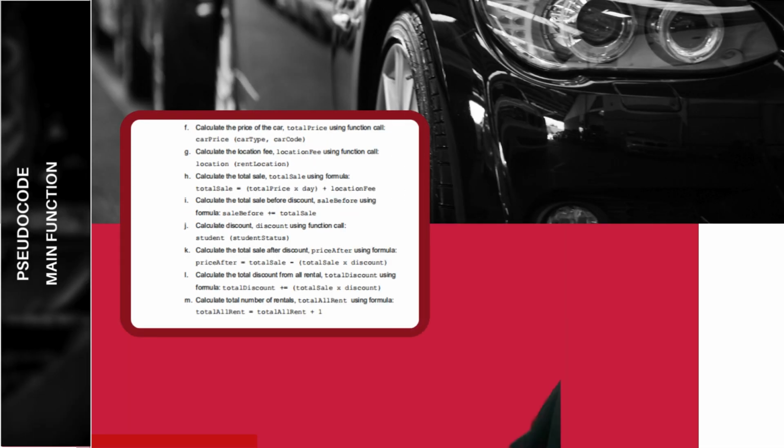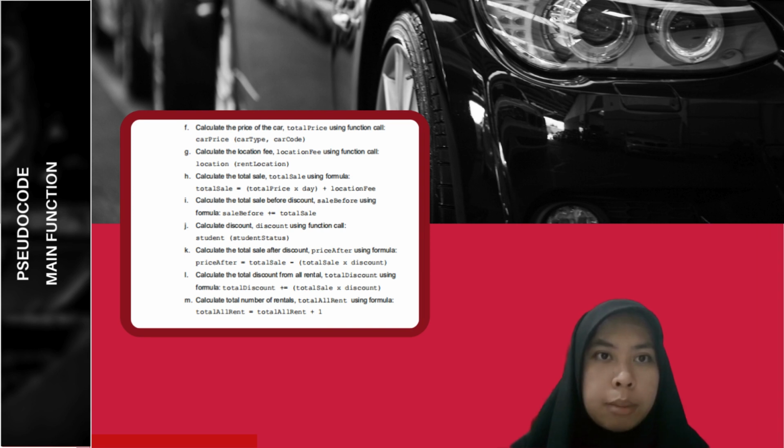For the calculation of the car price, it will use the function called car price in brackets car type and car code. For the location fee, it will calculate using the function called location in brackets rent location. For the total sale, it will calculate using the formula total sale equals total price times days plus location fee. For the total sale before discount, it will use the formula sale before plus equals total sale.